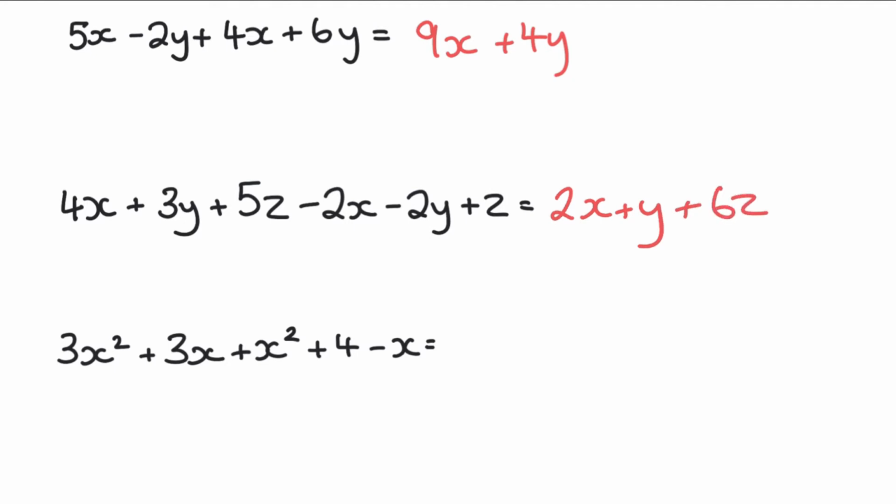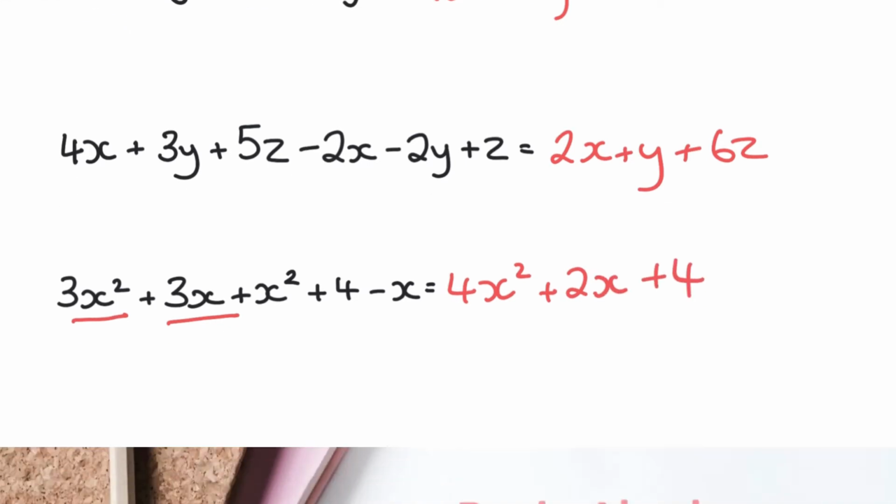So then we've got 3x squared plus 3x plus x squared plus 4 minus x. So even though all of these variables are x's, x squared is different from x. There's different things happening to the x, so they need to be kept separate. So if we gather up all our x squareds first, we've got 3x squared plus x squared is 4x squared. Then we've got 3x minus x is plus 2x, and then we've got 4 at the end.